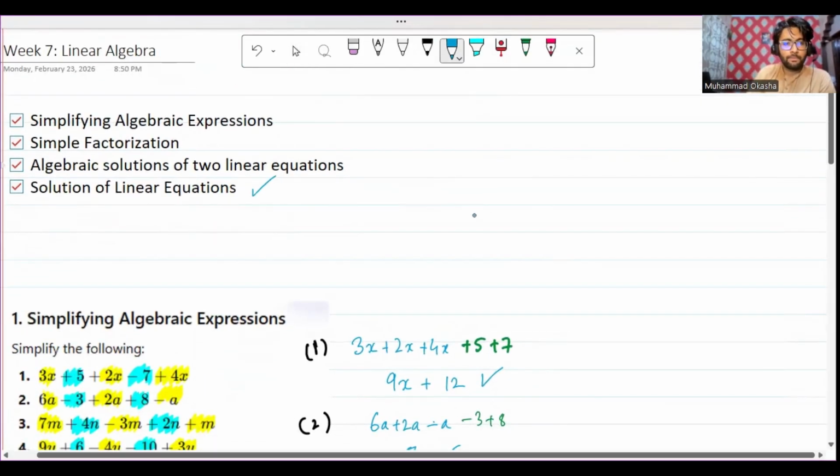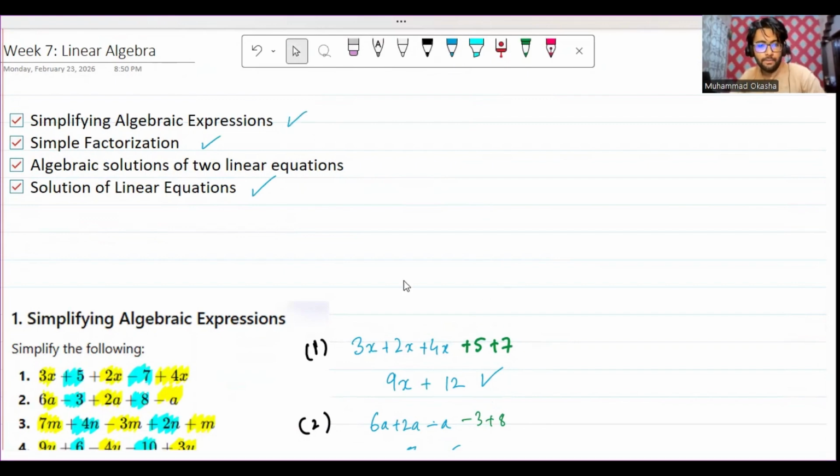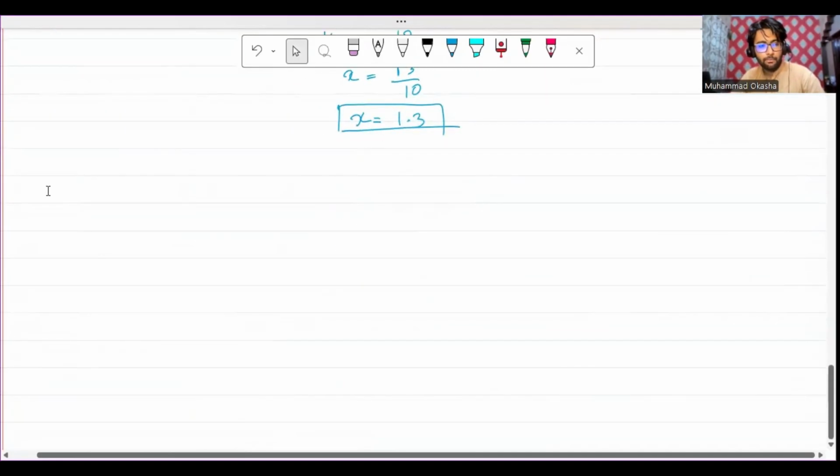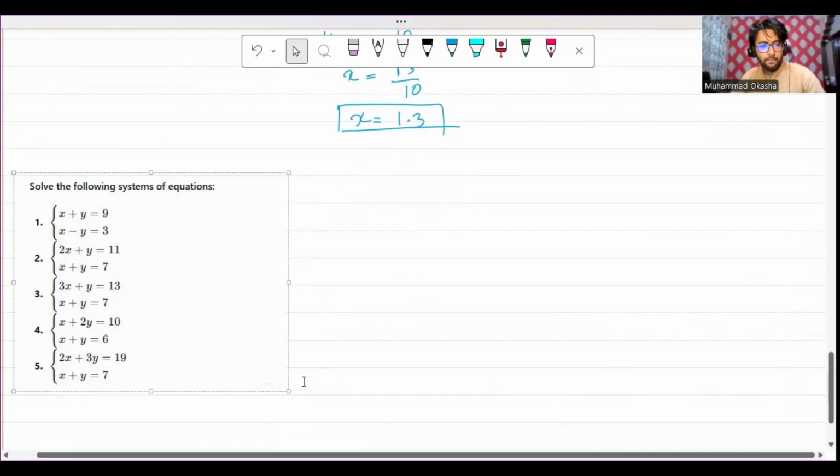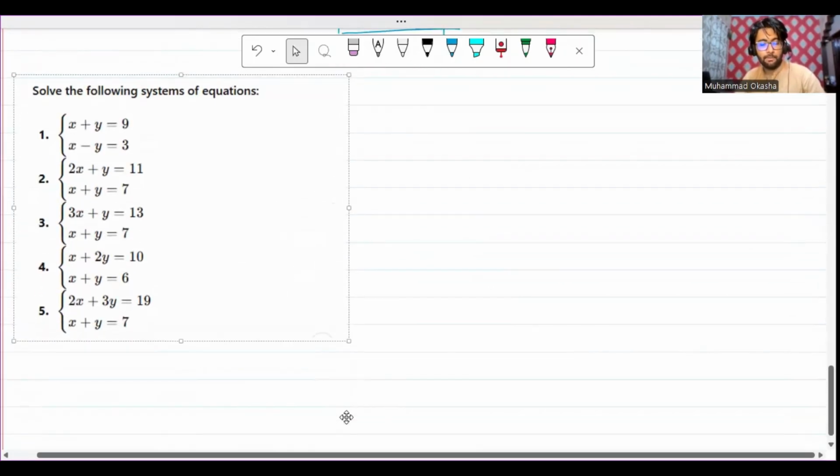We did this, we did this, we did this. Let's take a look at the last one. Algebraic solutions of two linear equations. This is going to be a little lengthy. The working is multi-step, they're not like one or two step questions. So you have to be a little careful here. Let's do it step by step and watch this carefully.